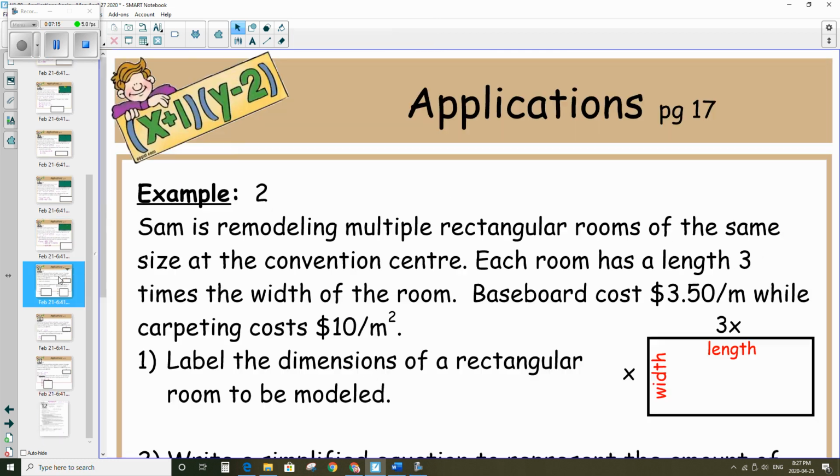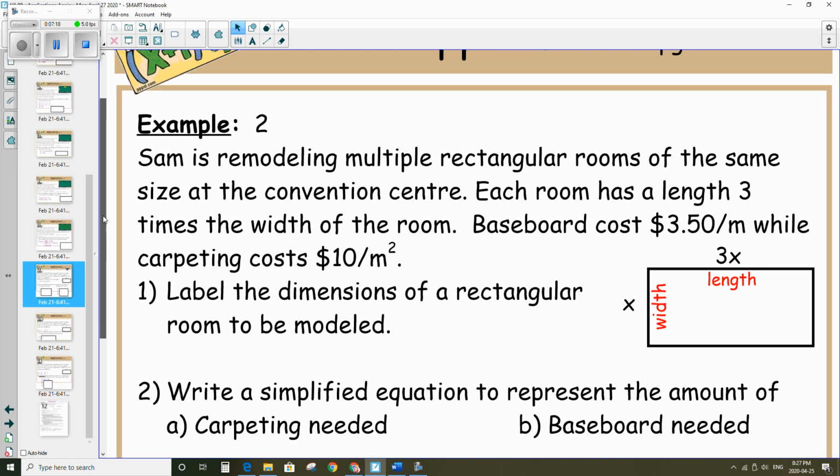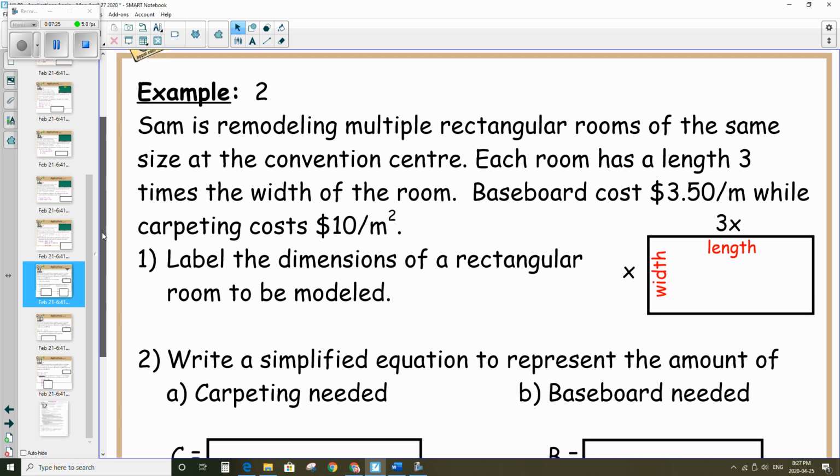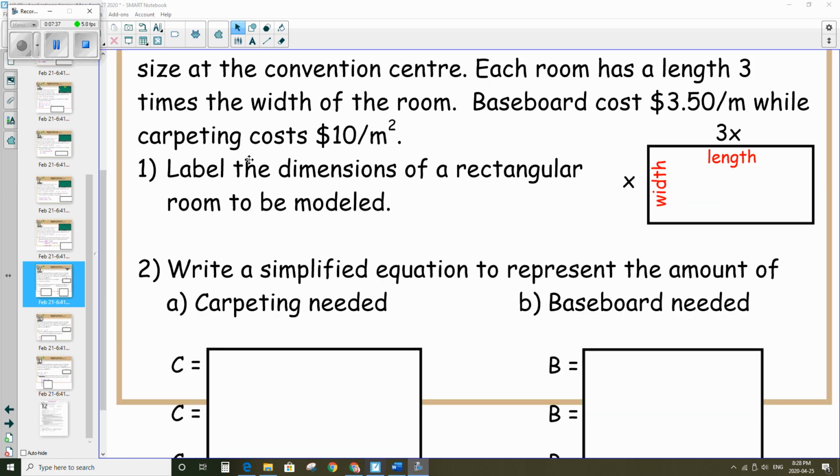The second example is Sam is remodeling multiple rectangular rooms of the same size at the convention center. Each room has a length of 3 times the width of the room. The baseboard costs $3.50 per meter, while the carpeting costs $10 per square meter. Okay, part 1 says to label the dimensions of a rectangular room to be modeled. So I've made a diagram on the side here. Length is 3 times the width. So I'm saying that my width is going to be x, which means my length has to be 3x.